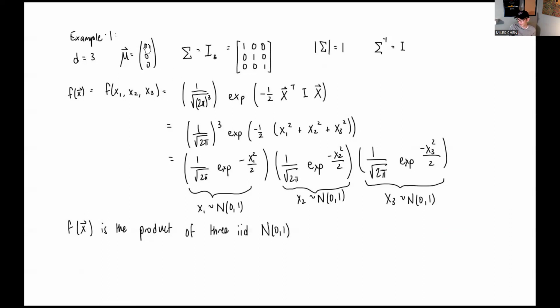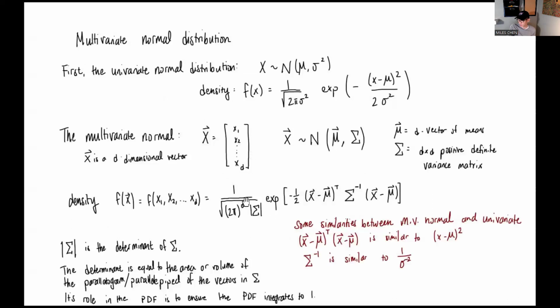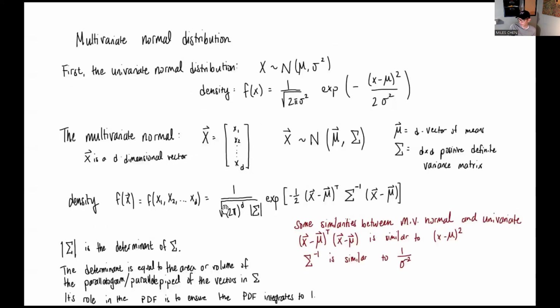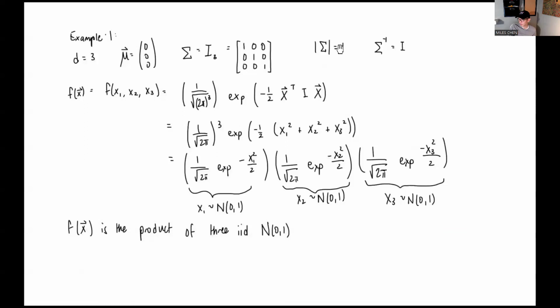And if my mu vector is just all zeros, then my multivariate PDF can be factored into 3 independent normal PDFs. So I've got 1 over root 2 pi to the 3rd power. And here, the determinant of the identity matrix is just 1. And the inverse of the identity matrix is also the identity matrix. So my PDF becomes 1 over root 2 pi to the third power, okay?